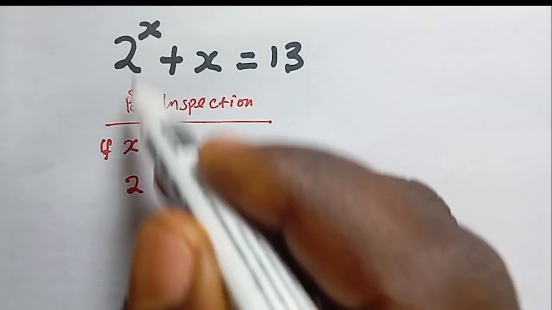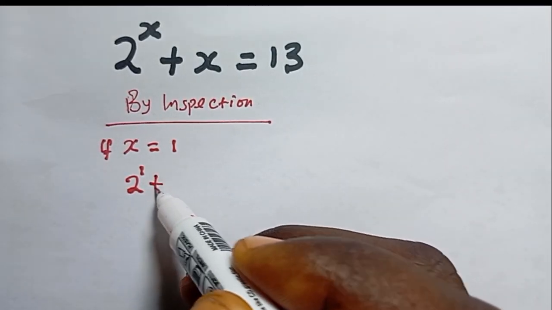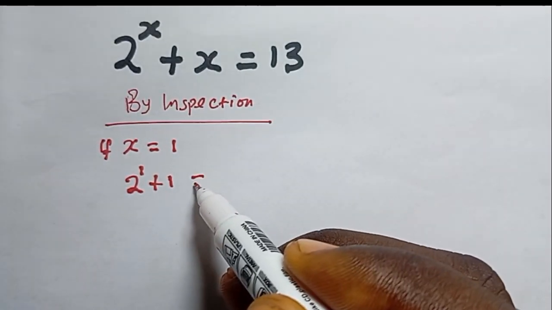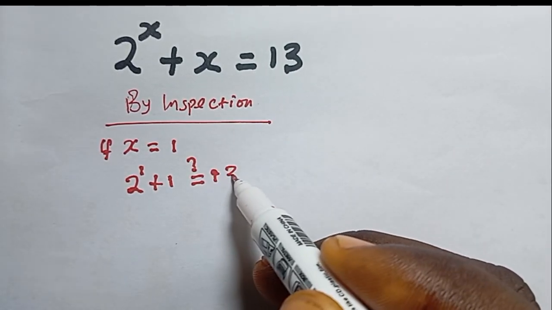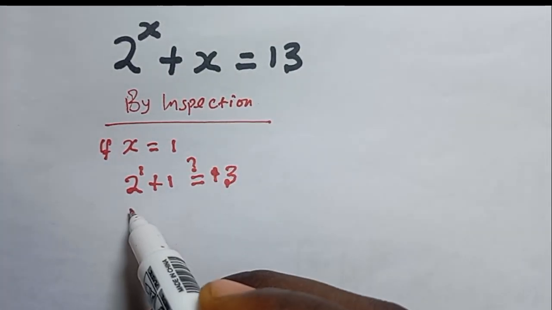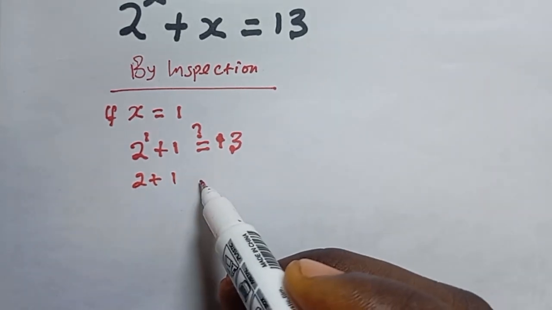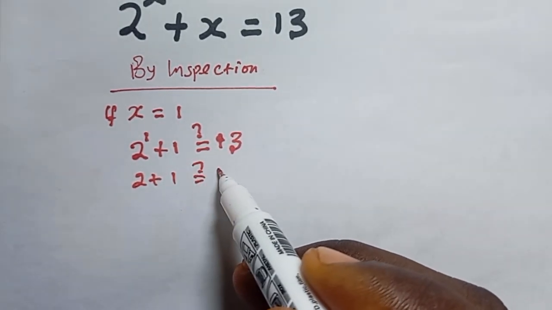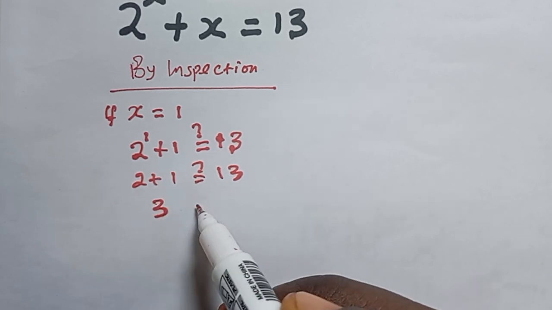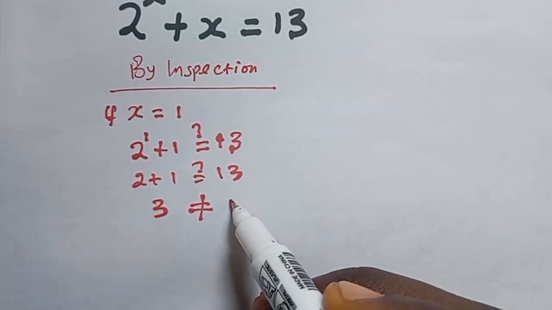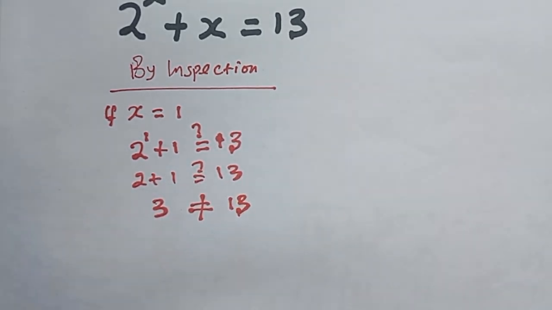And so we'll be having 2 power 1 plus 1, and then of course I want to find out whether this is equal to 13. So 2 power 1 plus 1, will this be equal to 13? You see that this is equal to 3, and 3 is not equal to 13.